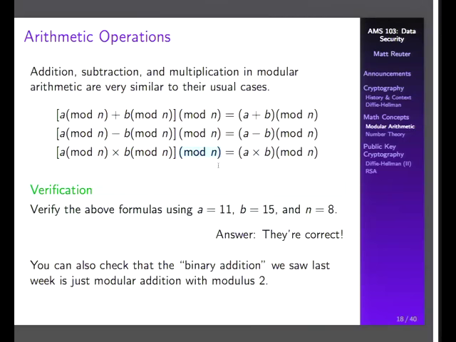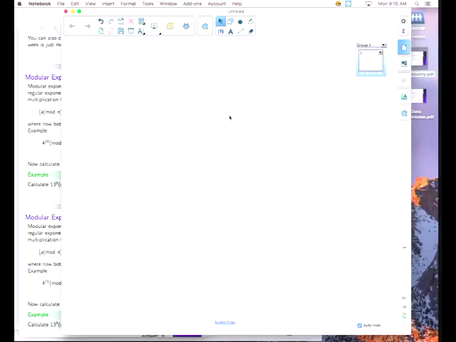So we can actually verify this a little bit using 3 values. Let's suppose a is 11, b is 15, and we're going to take all this modulo 8. So let's flip over here. I'll put those numbers back on the slide momentarily. So what we had: a was equal to 11, b was equal to 15, and n was equal to 8.